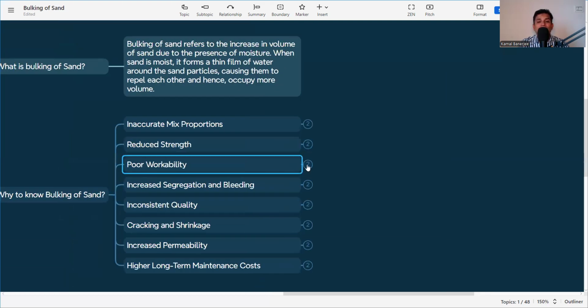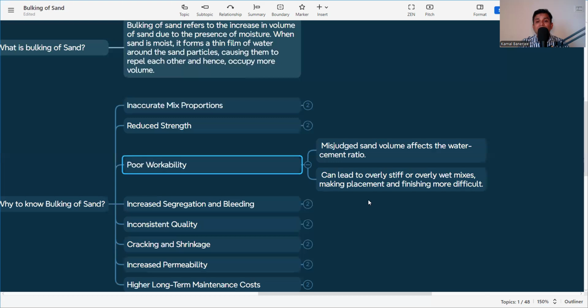Then poor workability. Again, the misjudged sand volume affects the water cement ratio.